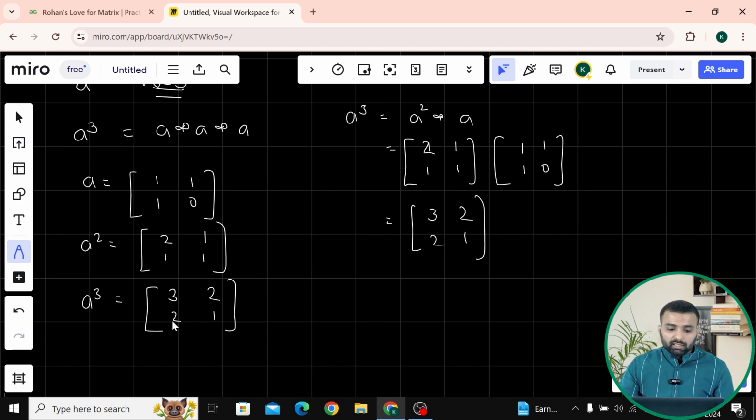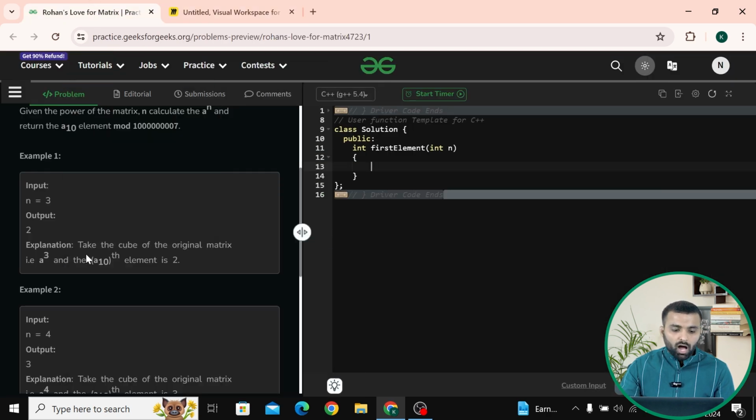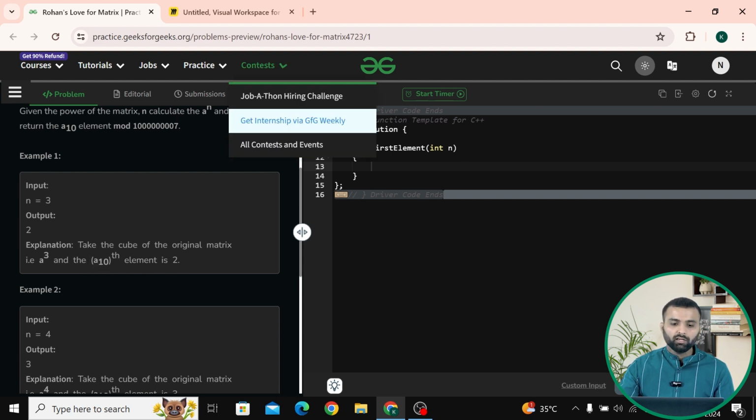Now we want this value, this position, which we have to return, which is 2. So my output here is 2, right? If you see in the question, our output is 2. I want A to the power 3. First of all, we have to calculate A to the power 3. After calculating, we have to return the position 1 0 in my matrix, which is 2, right?